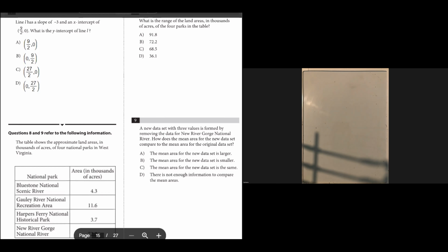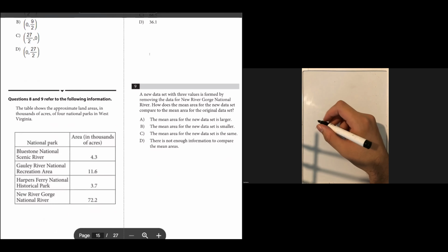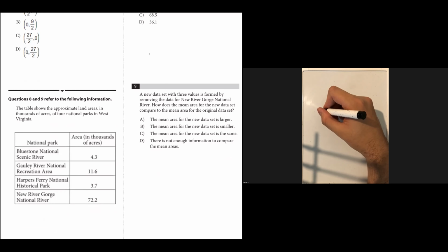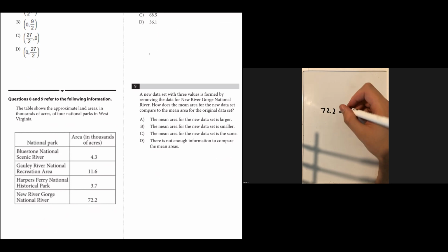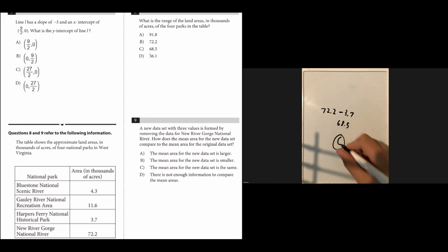All right, so for question 8, we're given the table, and we're asked, what is the range of the land area in thousands of acres of the 4 parks? And so range is just the largest number, so that'd be 72.2, minus the smallest number, which is just 3.7, which would just become 68.5. And you can obviously use your calculator to figure that out, which would just get you an answer choice of C.